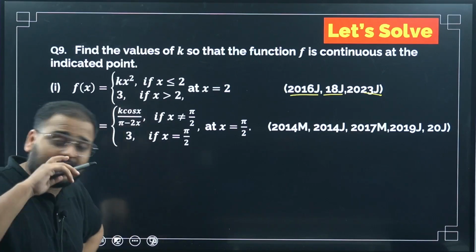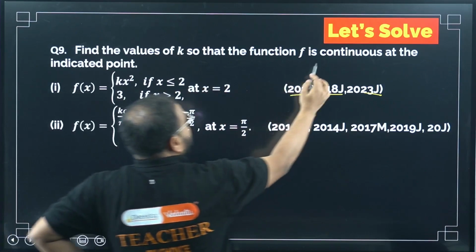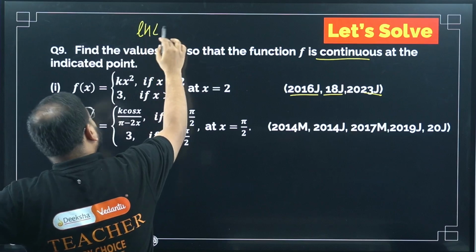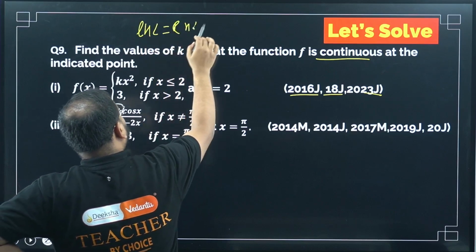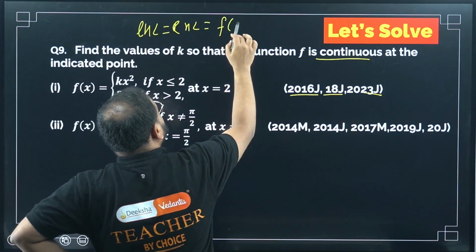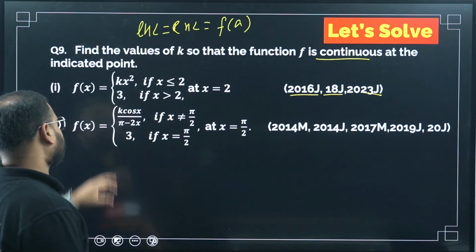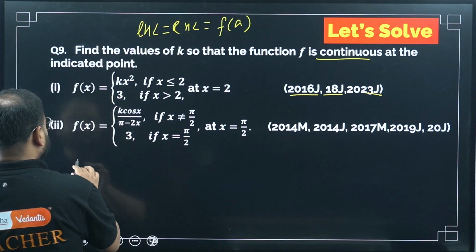Over here they have given that the function is continuous. What does it mean? This is a given condition. It means the LHL is existing, the RHL is also existing, they are equal, and it equals the function's value at the same point. That's what they are saying. Okay, let's check for the first one.